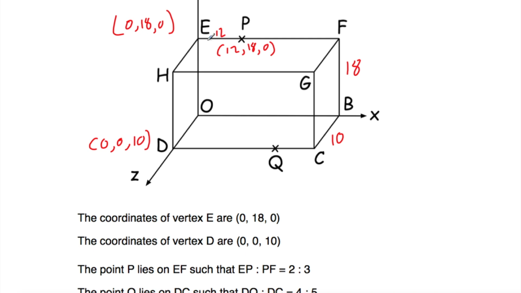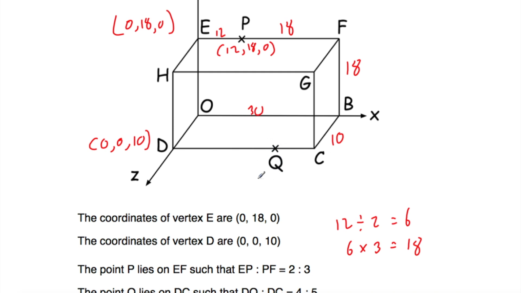And we're told that the ratio of EP to PF is 2 to 3. So if we take the 12 and we divide it by its number in the ratio, which is 2, that's equal to 6. And then if we take the 6 and multiply by the other number in the ratio of 3, that's equal to 18. So that means that if the length of this part is 12, the length of this part is 18. So the whole way across from E to F would be 30, because 12 plus 18 is 30. So the length of the cuboid is 30. And that's fantastic, because that's going to help us find the coordinates of the point Q.